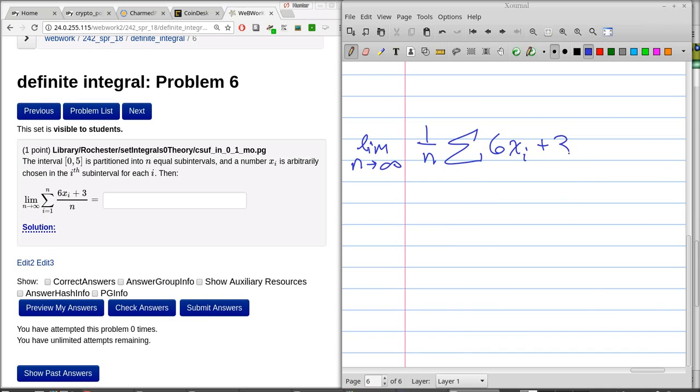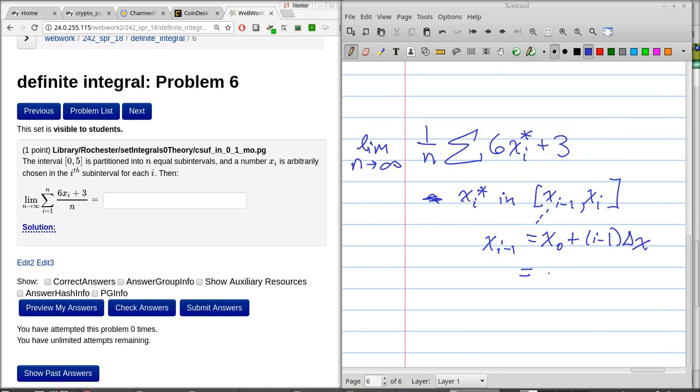I just noticed there's a little extra thing going on here. So let's look at the ith subinterval. I'm just going to call this x star. That's what they should have called it. So number xi is arbitrarily chosen in the ith subinterval. So xi star is in what we would normally call xi minus 1 to xi, which is the ith subinterval. And let's look at what these things are. So xi minus 1 is going to be x0 plus i minus 1 times delta x.